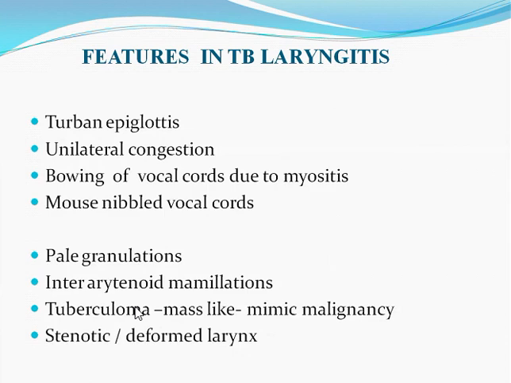Sometimes they appear like a mass, what we call a tuberculoma, over the epiglottis or on the arytenoids, which makes you suspect a malignant lesion of the larynx. They slowly change, and a deformed larynx is seen sometimes. Sometimes you will find a stenosis of the glottis.